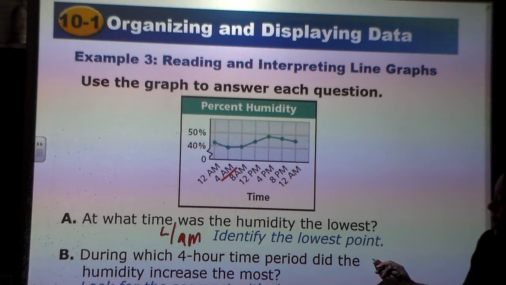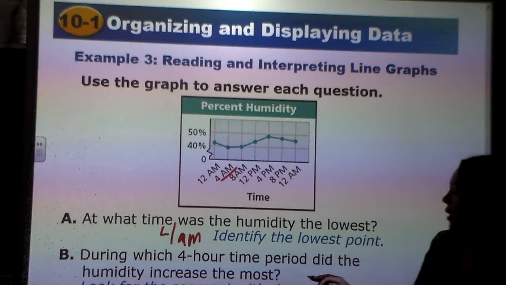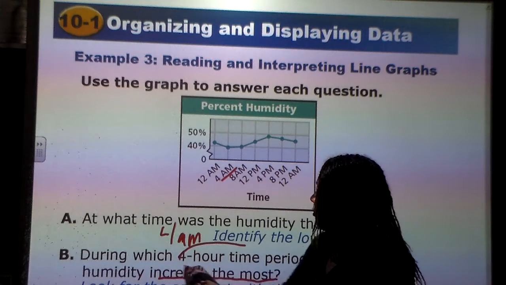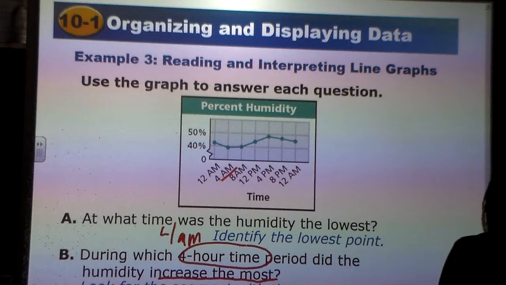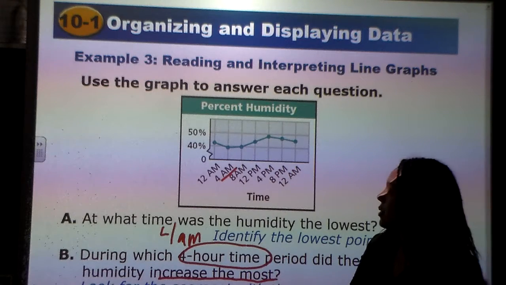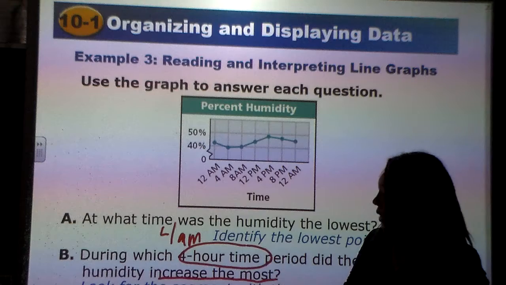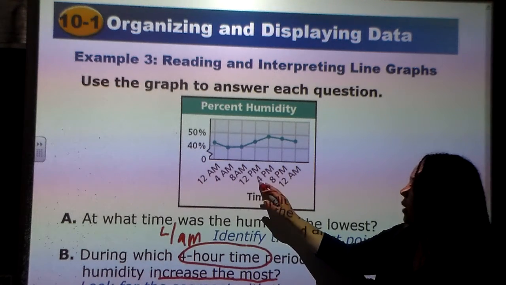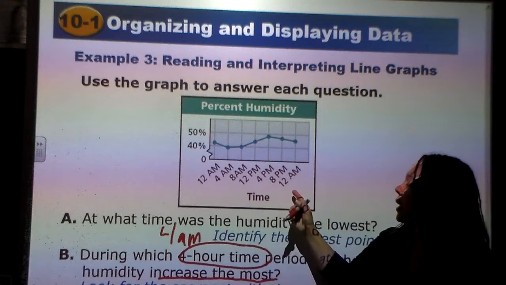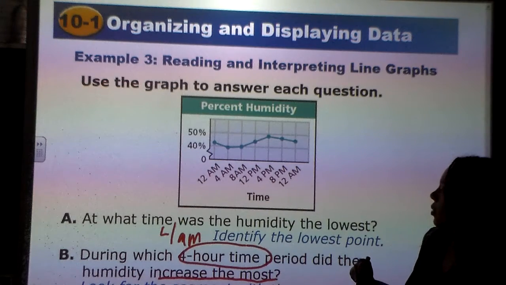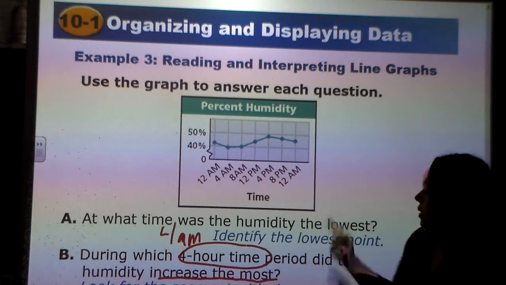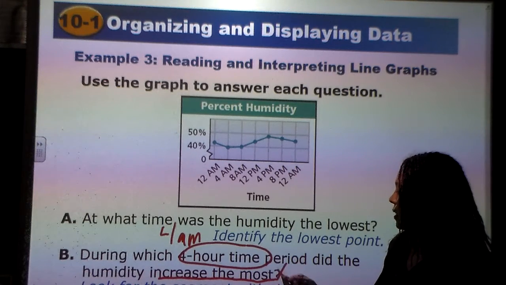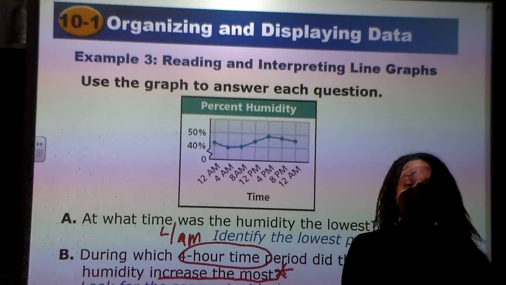During which 4-hour time period did the humidity increase the most? There's a couple things we're looking for. We're looking for a 4-hour time period, which makes sense because our intervals here are in 4 hours. 12 to 4, 4 to 8, 8 to 12, 12 to 4 again, 4 to 8, and 8 to 12. So the morning and the afternoon, or first half of the day into the second half of the day. And they're looking for the one that increases the most, which segment.